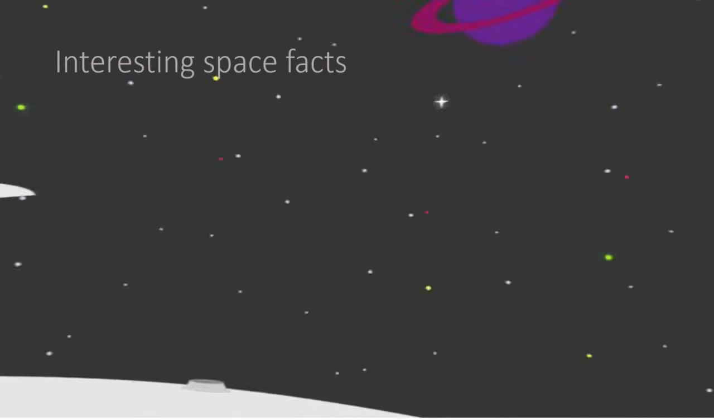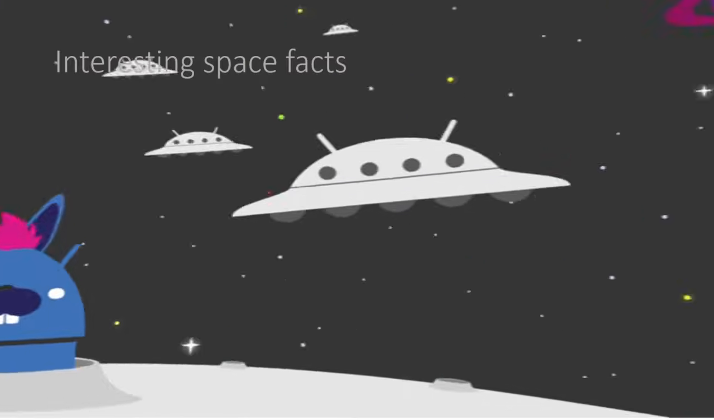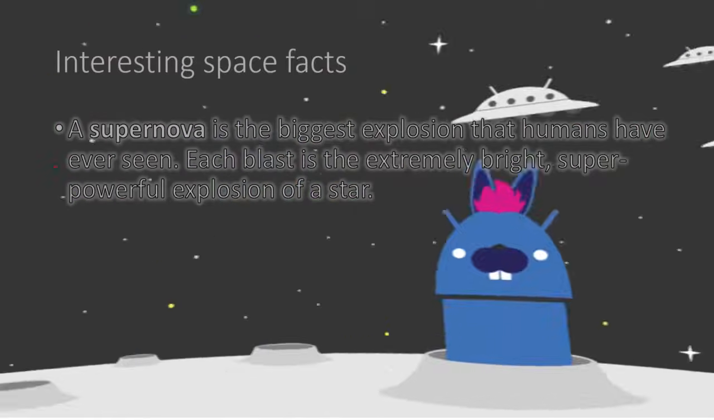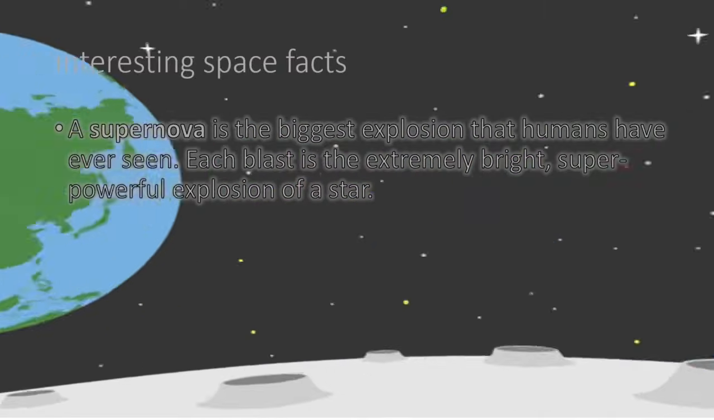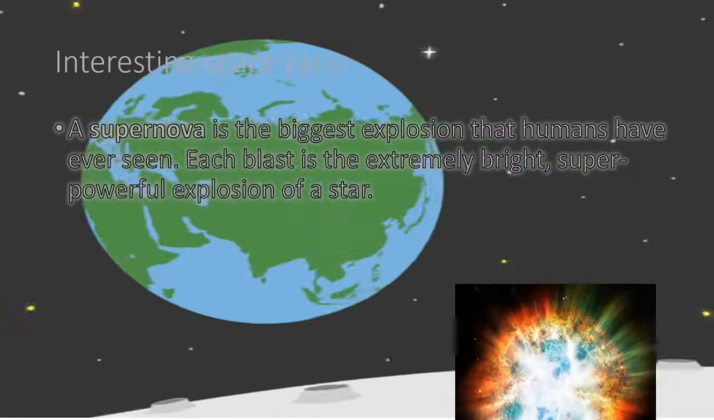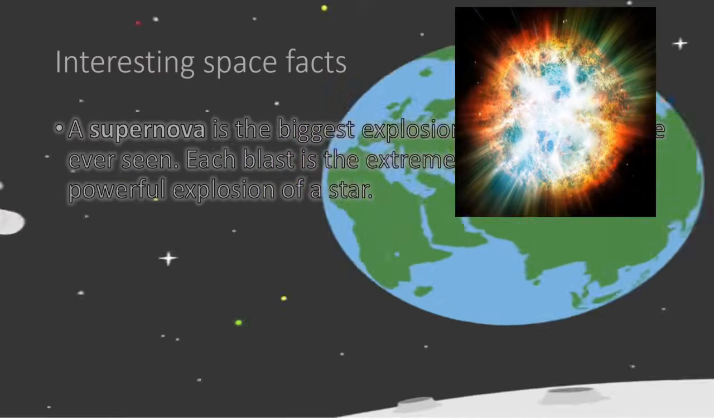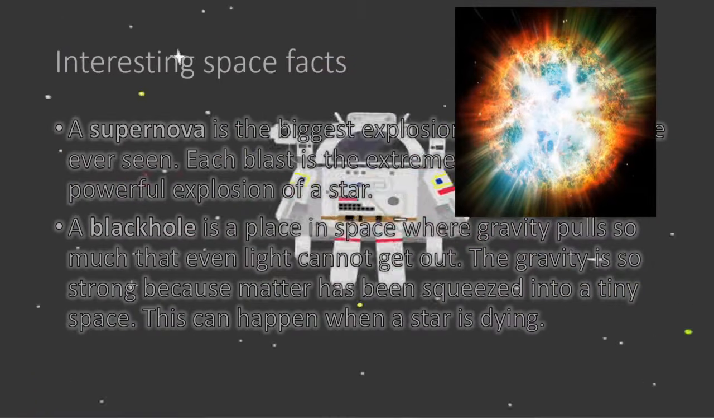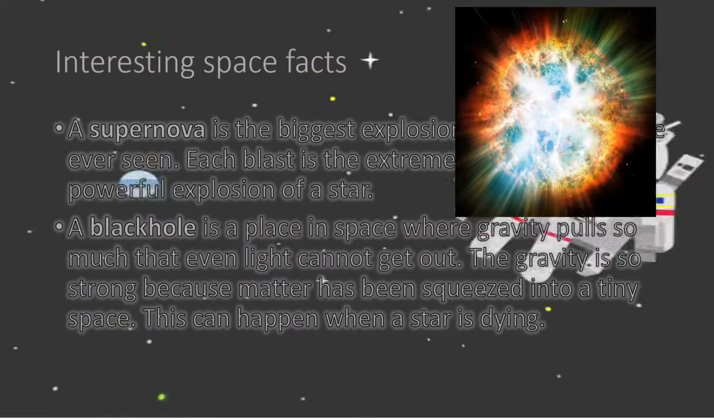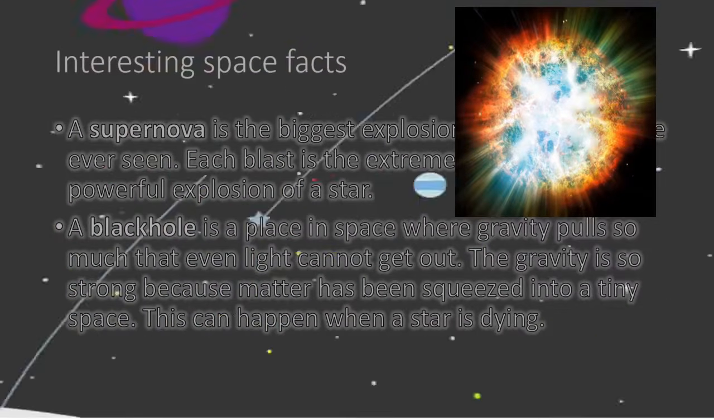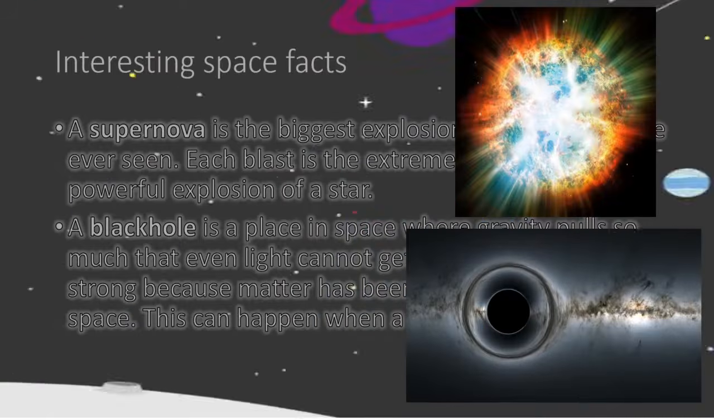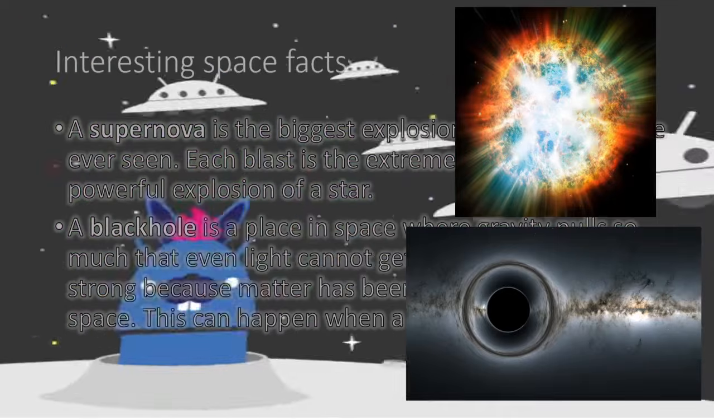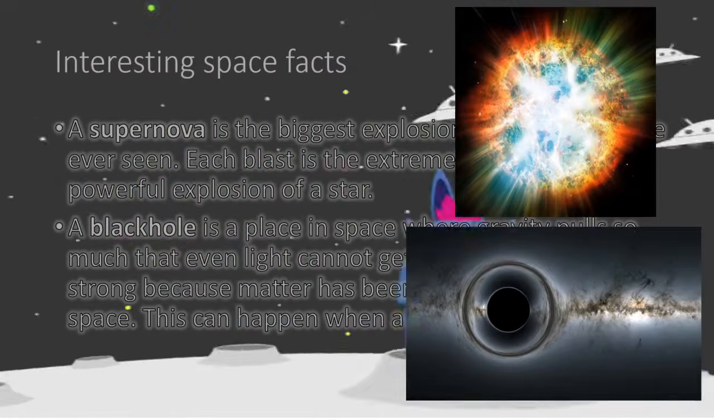Now that we've done the birth, life, and death of stars, we'll end with some interesting space facts. Firstly, a supernova is one of the biggest explosions that humans have ever seen. Each blast is an extremely bright, super powerful explosion of a star, and this is what's captured by NASA. A black hole is a place in space where gravity pulls so much that even light cannot get out. The gravity is so strong because matter has been squeezed into a tiny space, and this can also happen when stars are dying. So all of this is linked to the birth, life, and death of stars. Just some interesting facts to end off the chapter.